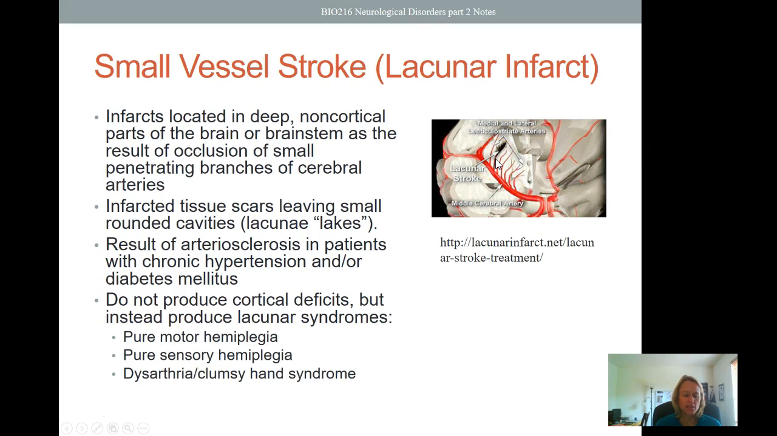These are the result of atherosclerosis in patients with chronic hypertension and or diabetes mellitus. They don't produce specific cortical deficits because it doesn't involve the cortex, but instead they produce lacunar syndromes such as a pure motor hemiplegia, so that would be motor only, motor weakness or motor paralysis on one side of the body, or a pure sensory hemiplegia, which is going to be less common than the motor. It can also involve dysarthria or clumsy hand syndrome.